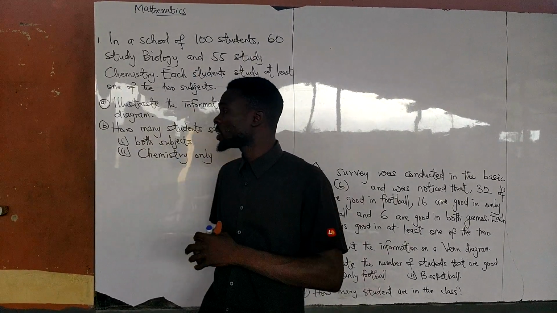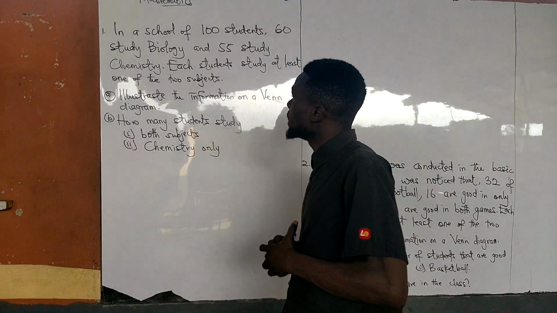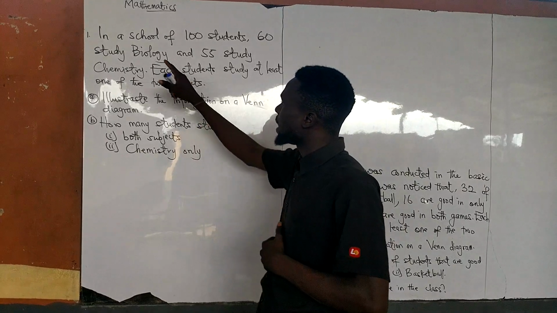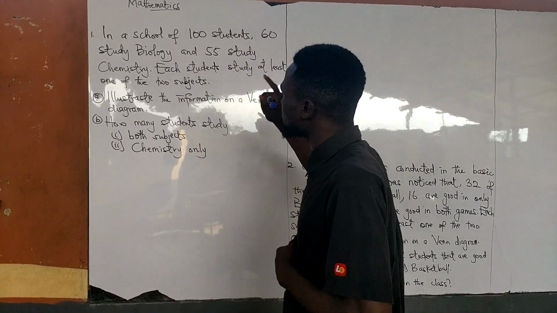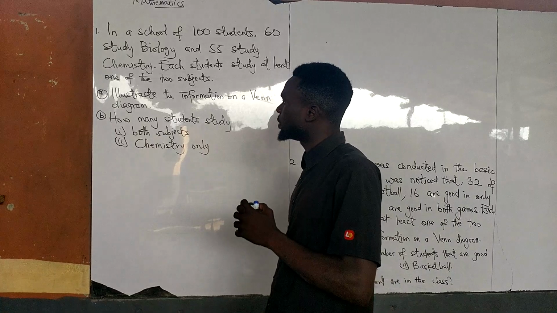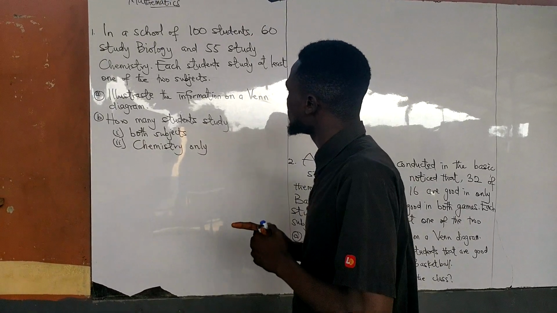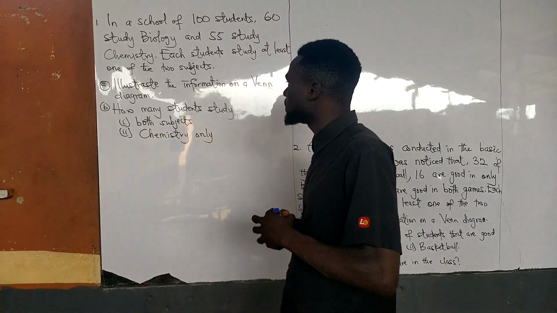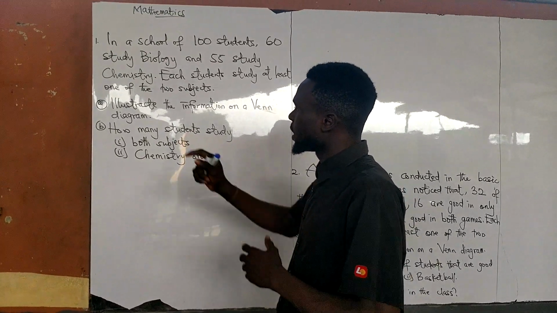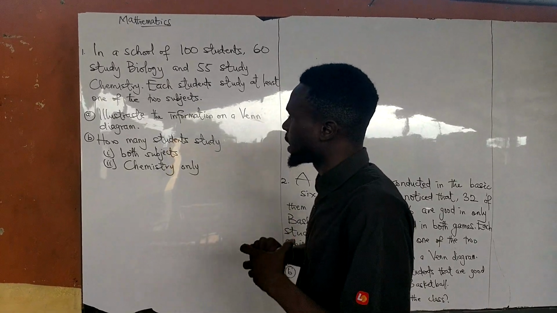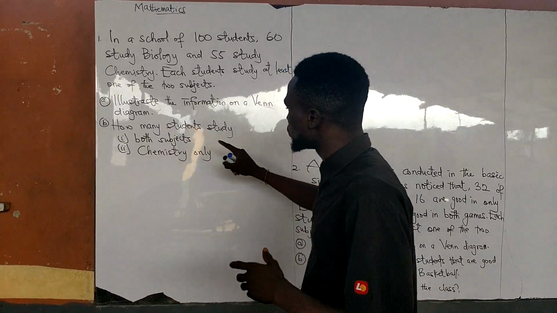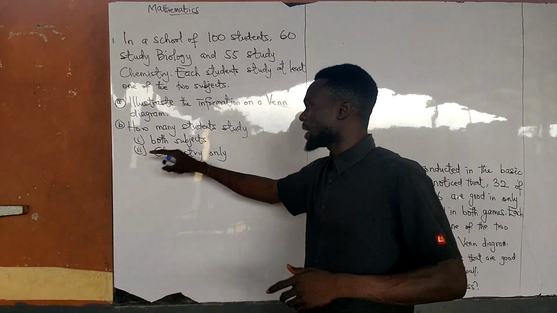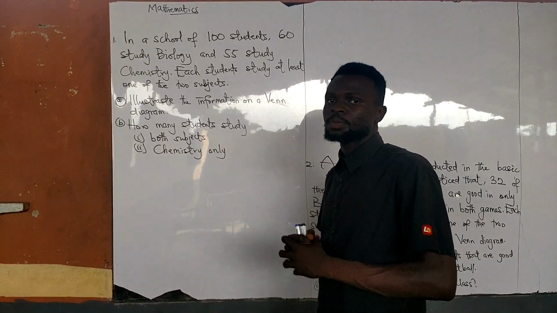So we have the first question here, which says, in a school of 100 students, 60 study biology and 55 study chemistry. Each student studies at least one of the two subjects. A. Illustrate the information on a Venn diagram. Then how many students study I, both subjects, II, chemistry only?